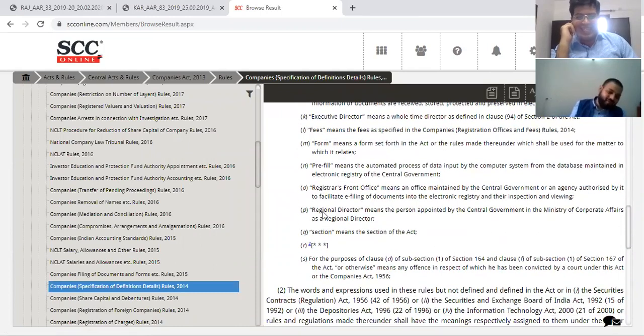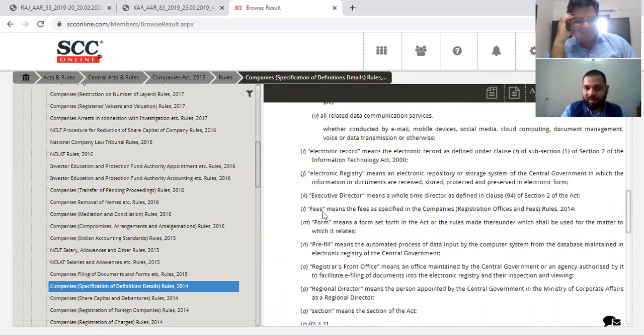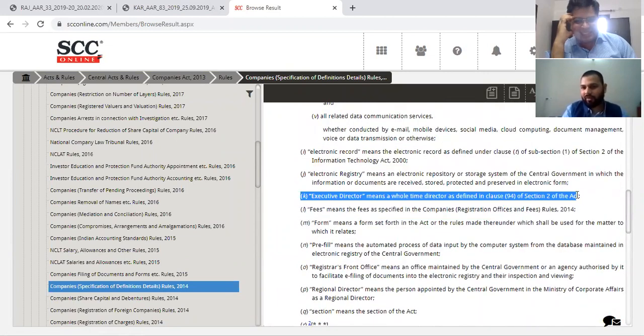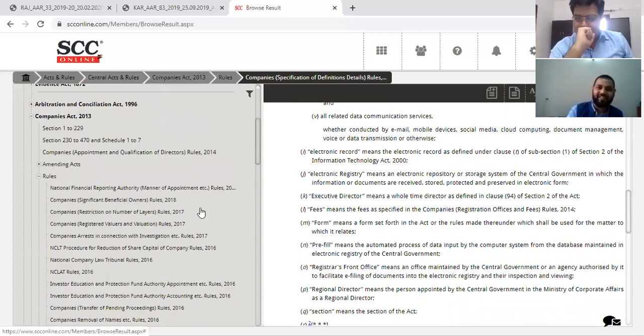All of them say, in one way or another, that a director means a director who has been appointed to the board. But the only difference in some of them, you'll find, is in the term whole-time director, because that says that a whole-time director is a director in the whole-time, full-time employment of the company. Similarly, we'll just refer to the definition of executive director once. It means a whole-time director as defined in section 2 clause 94. So an executive director is also a person who is a whole-time director.